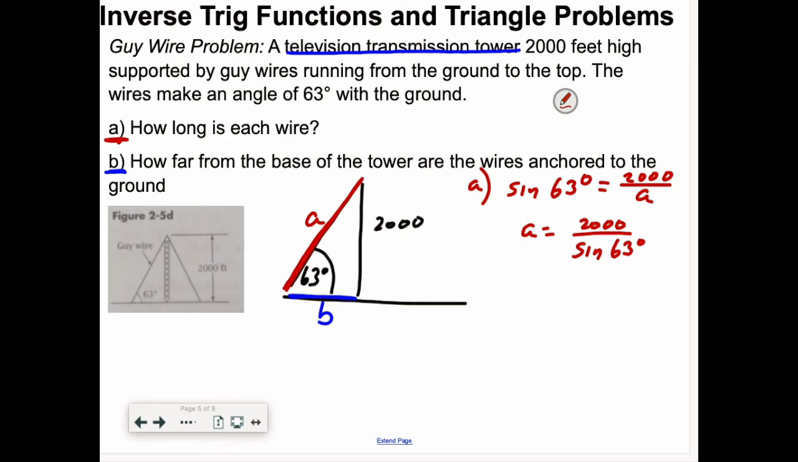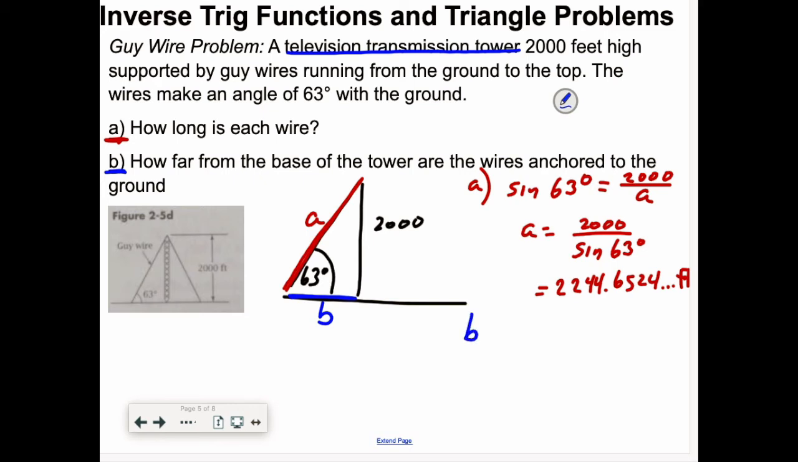Well, I can plug this into a calculator and get that it's equal to 2,244.6524 feet. So that guy wire, pretty long. Let's take a look at B.